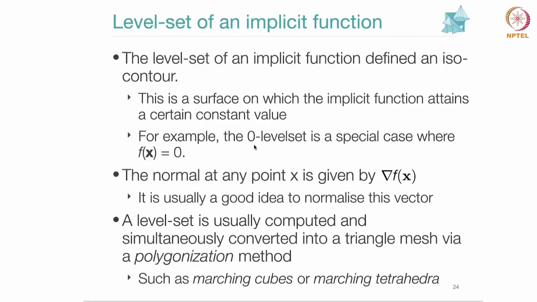Okay. There are two main algorithms when it comes to polygonization. One is known as the marching cubes algorithm, and the other is known as the marching tetrahedra algorithm. As the name suggests, marching cubes marches through the cubes, and marching tetra marches through the tetrahedrons of the domain that you have defined.